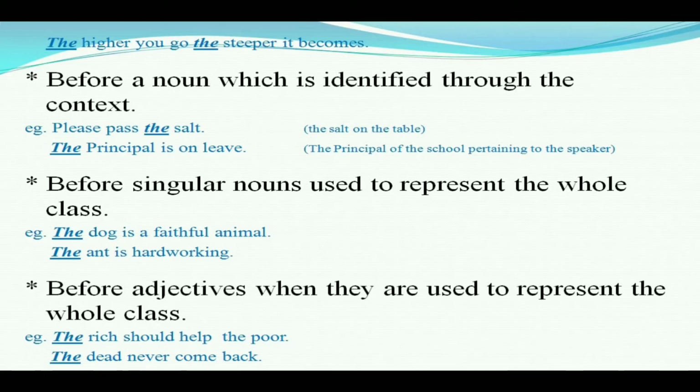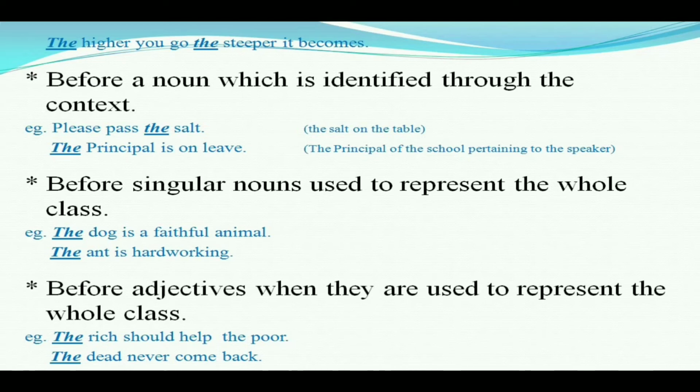The ant is hardworking. Next point: the is used before adjectives when they are used to represent the whole class. For example, the rich should help the poor. Here, the rich. If you find an adjective representing the members of the whole class, in that case we use the before that adjective.